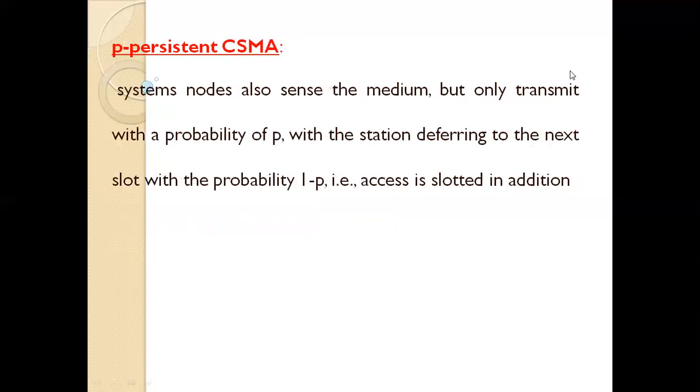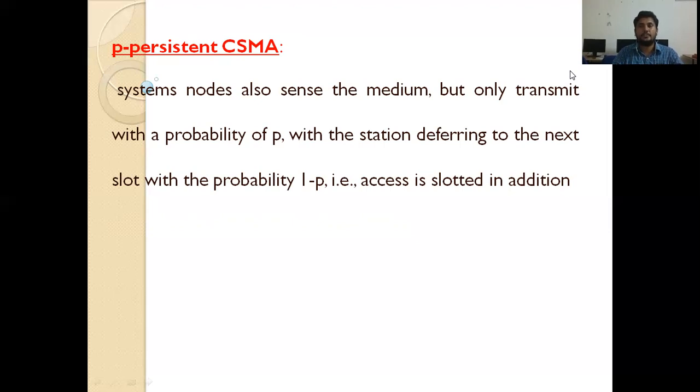Coming to P-persistent CSMA, the nodes also sense the medium but only transmit with a probability of P, with the station deferring to the next slot with probability 1 minus P. So access is slotted in addition. It also senses the medium, waits for some time, senses again, and if the medium is empty, then it transmits the data packets. So that is the difference between I, N and P persistence.